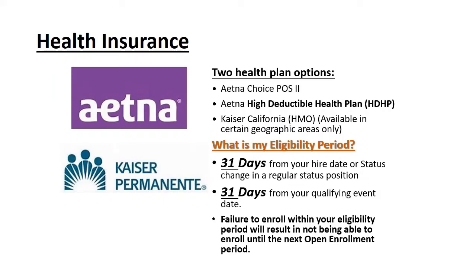MCCS 29 Palms now offers 3 health plans: Aetna Choice POS2, the new Aetna High Deductible Health Plan, and Kaiser California as the HMO plan. New hires and employee status conversions are eligible to enroll into health insurance within 31 days of their eligibility period.